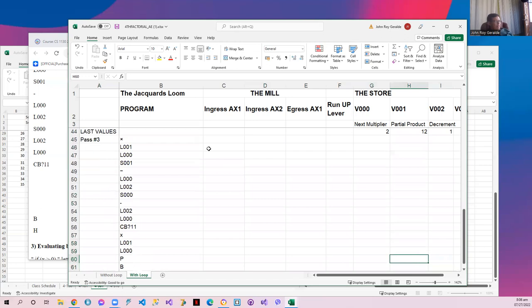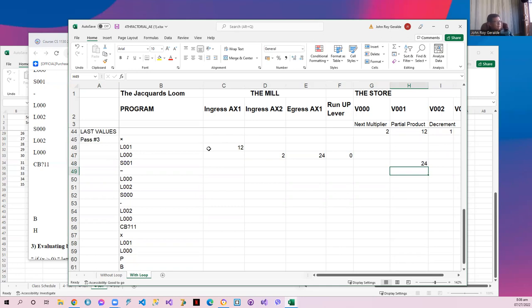Okay? So we do a times again to compute the next partial product. Okay, L001 is 12 and L00 is 2. So 12 times 2 is what? The egress axis becomes 24. The run-up lever is 0. Okay. And we store it to the 001, which is this now becomes 24.